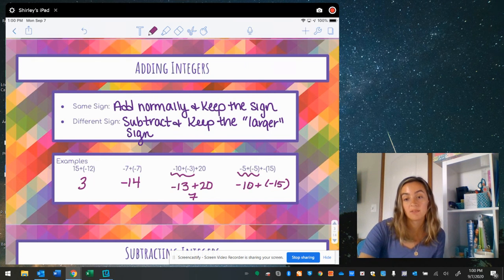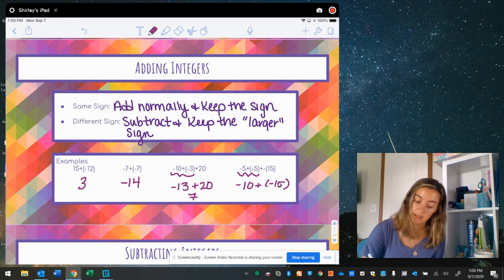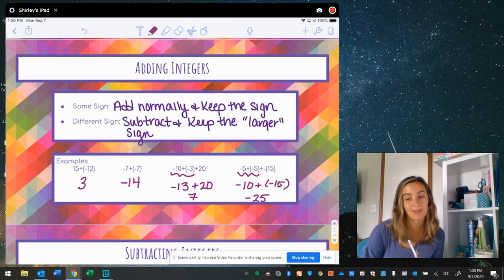So now I have negative 10 plus negative 15. Again, their sign is the same, so I'm going to add them normally and keep the sign. 10 plus 15 is 25. Keep the negative sign because the numbers are negative.